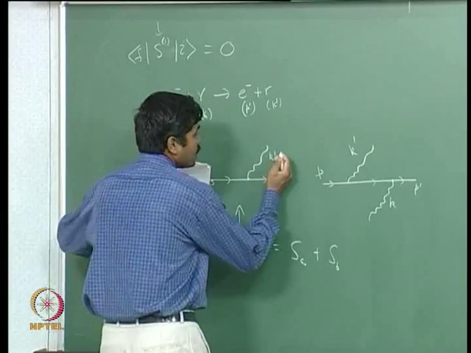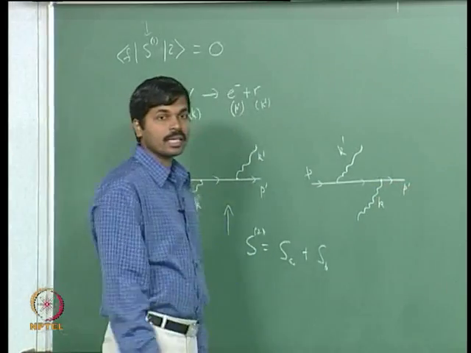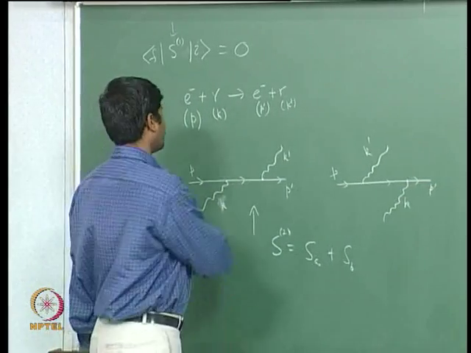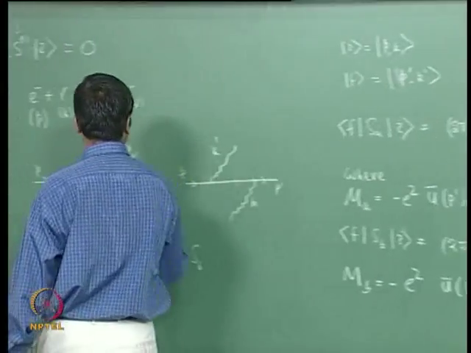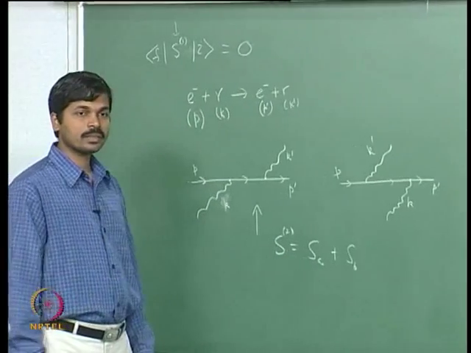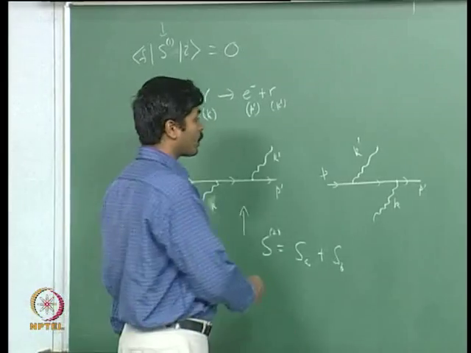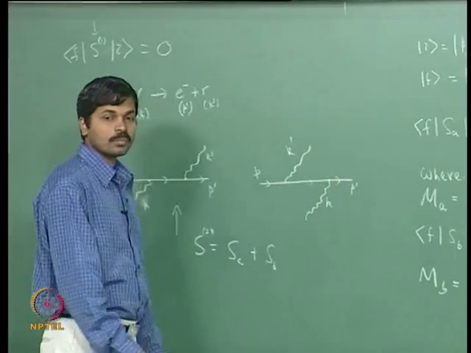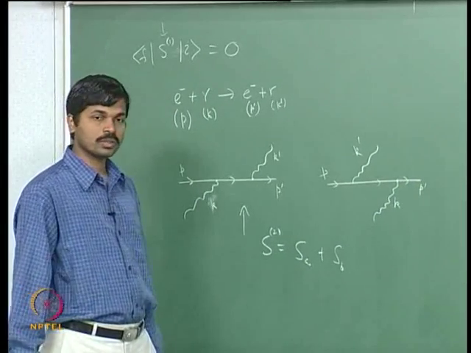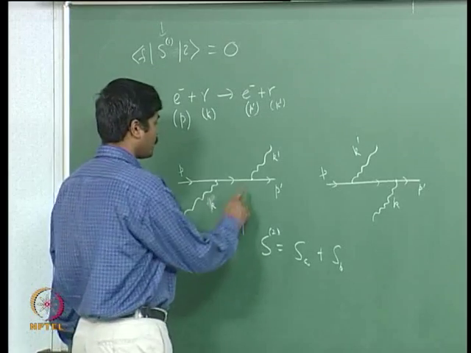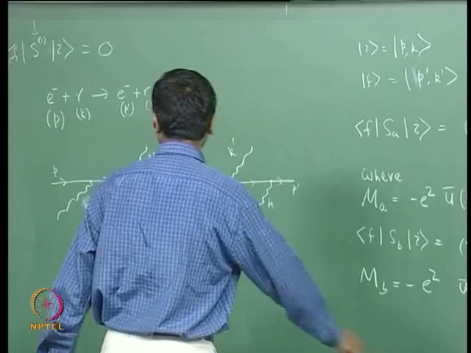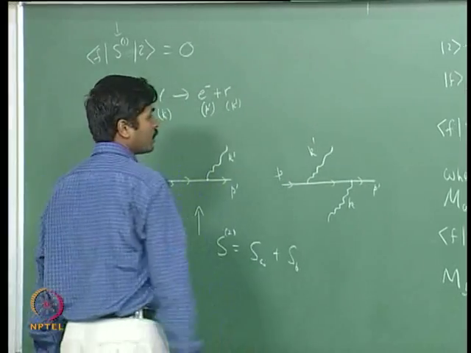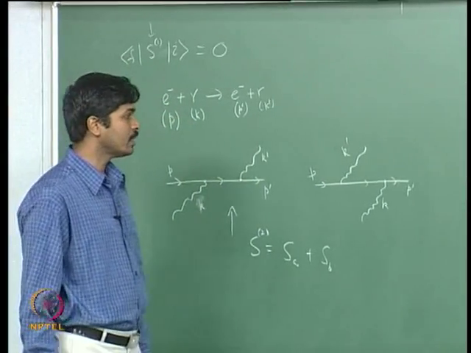The question that I would like to ask is: is there a simpler way to compute MA and MB given these diagrams? And the answer is yes. You can simply write MA and MB by just looking at these two diagrams, provided you have a set of very simple rules to compute these amplitudes. These rules are known as the Feynman rules, and now you can at least guess what these rules can be.